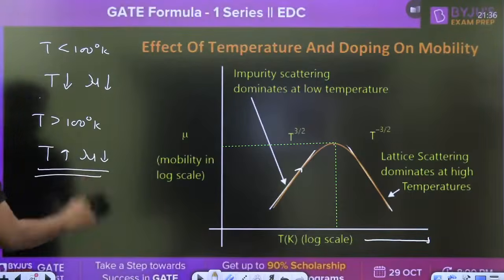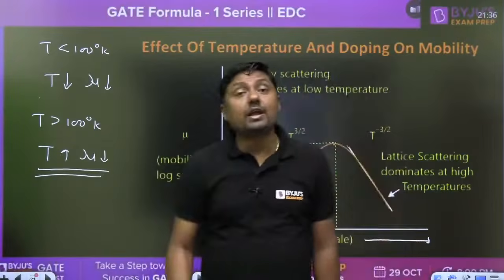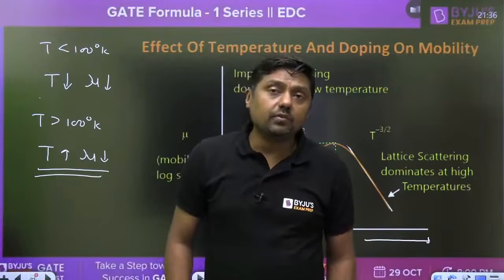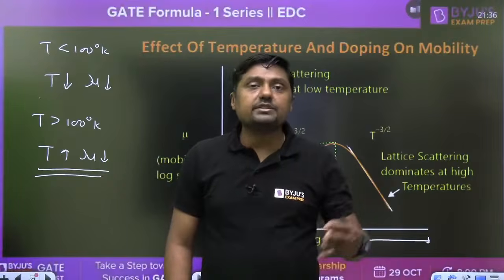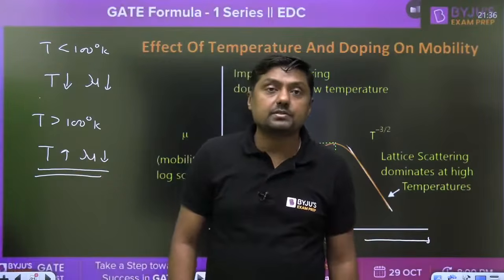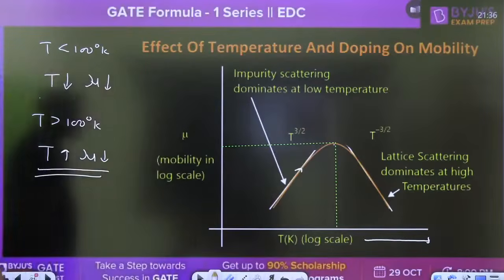Or when the temperature is greater than 100 degree Kelvin, temperature increases, mobility decreases. That is lattice scattering. So normally we are dealing with the devices at which temperature? 300 degree Kelvin, that is room temperature. So when temperature increases, normally mobility decreases.